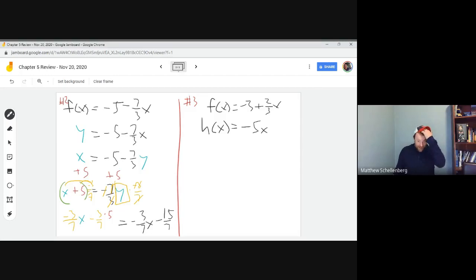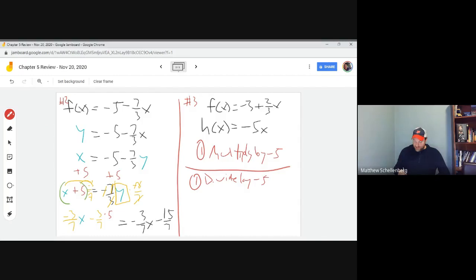However, I'm going to take the liberty and say that these are not inverses, simply because what is the inverse of h of x? I think that's the easier one here. The inverse of h of x is only one step. The step is multiply by negative 5. And so the opposite would be to divide by negative 5.